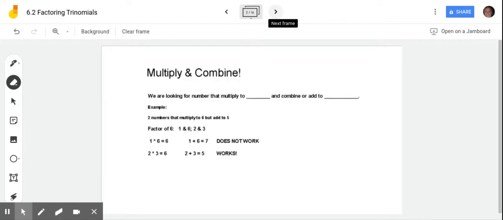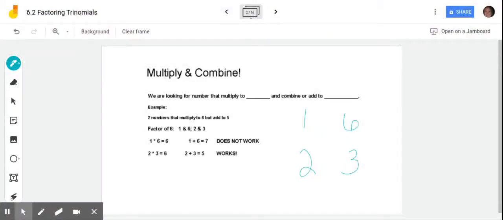The first skill you need to factor trinomials is something called multiply and combine. So you're looking for two numbers that multiply to a certain number, but also add to a certain number. The first example I have for you is two numbers that multiply to 6, but add to 5. The first step is to list your factors of 6. Factors of 6 are 1 and 6 and 2 and 3.